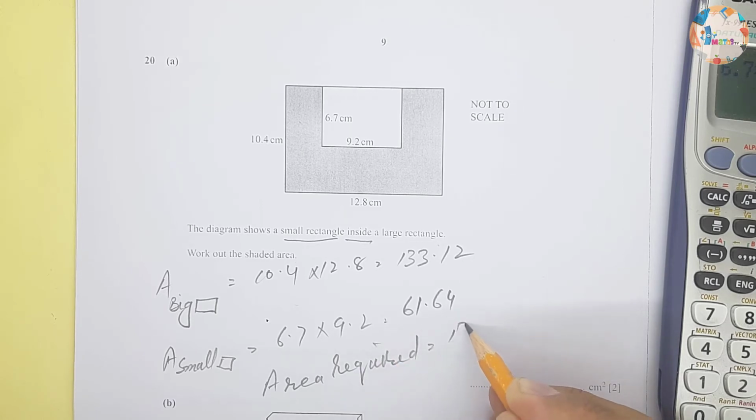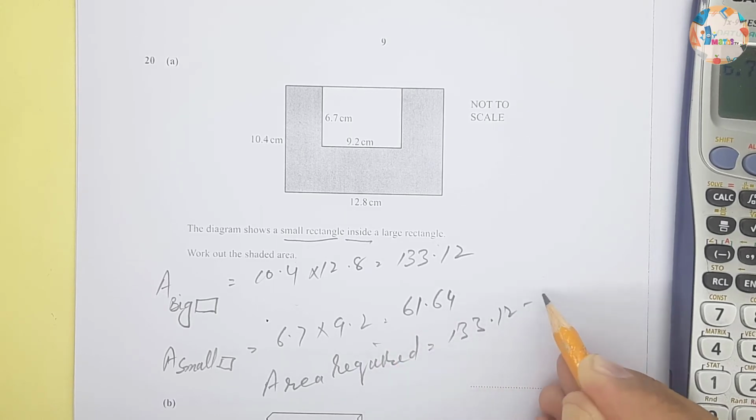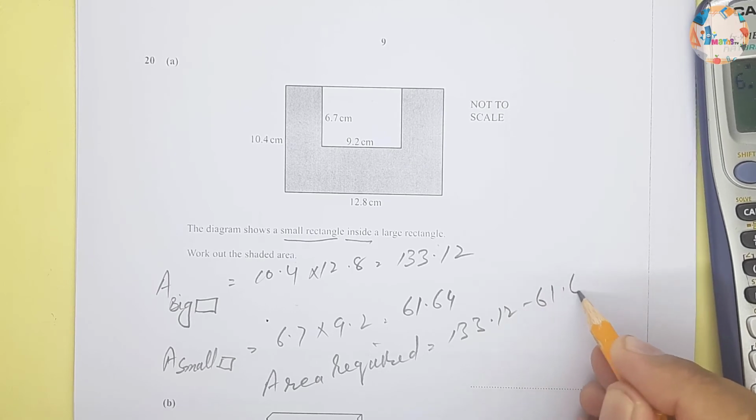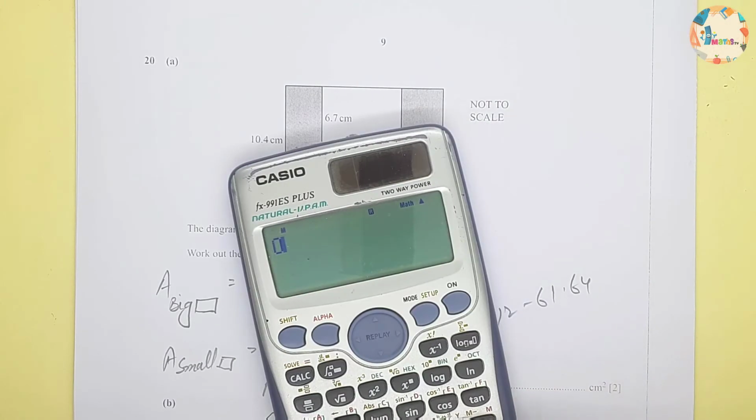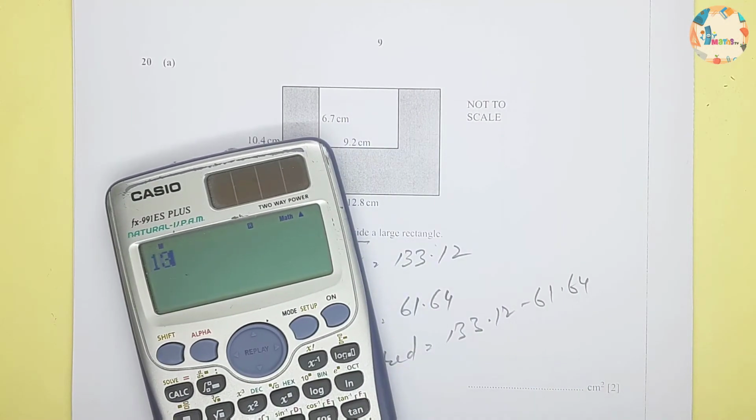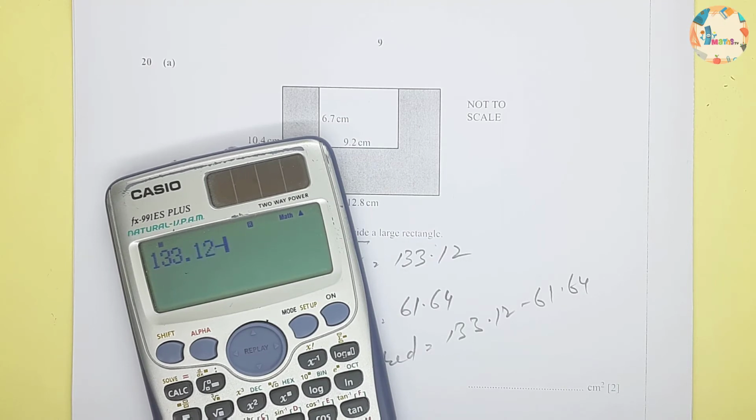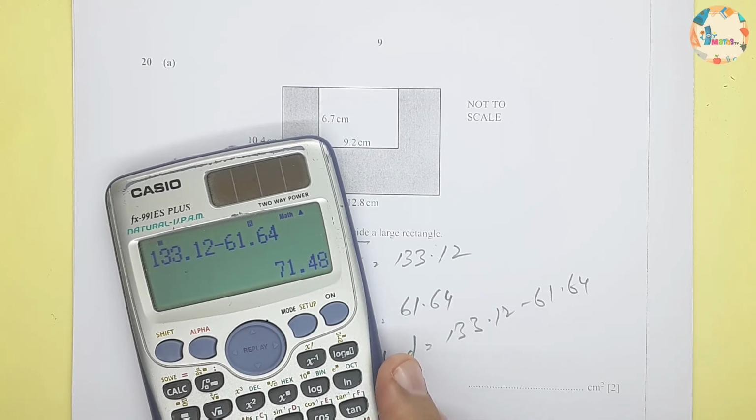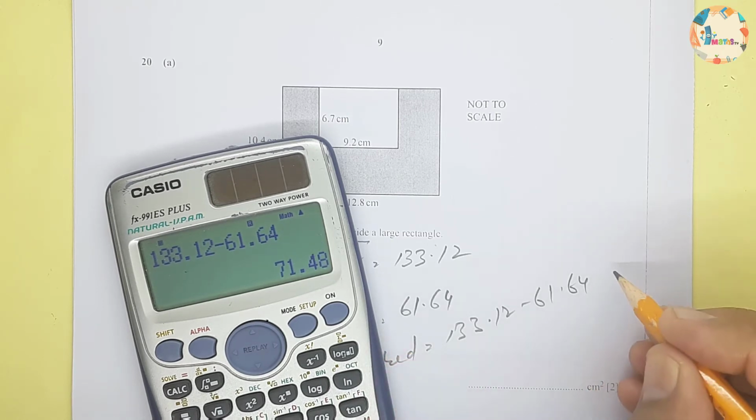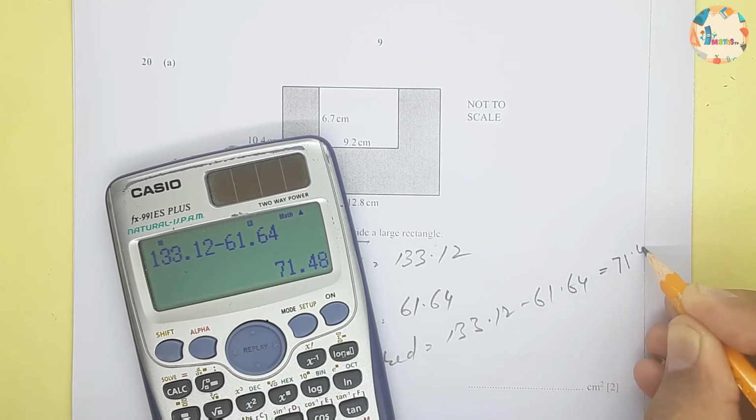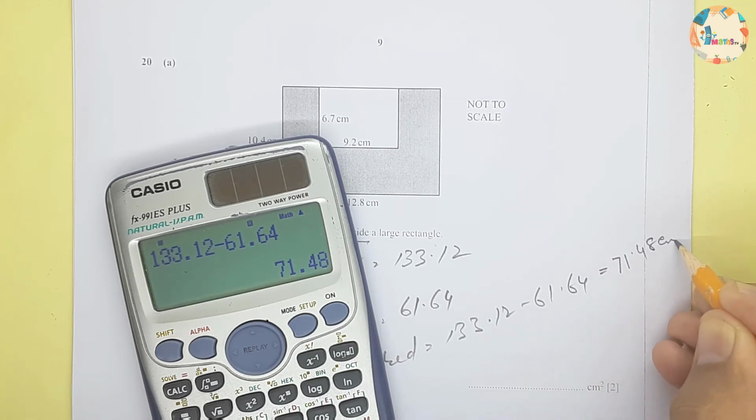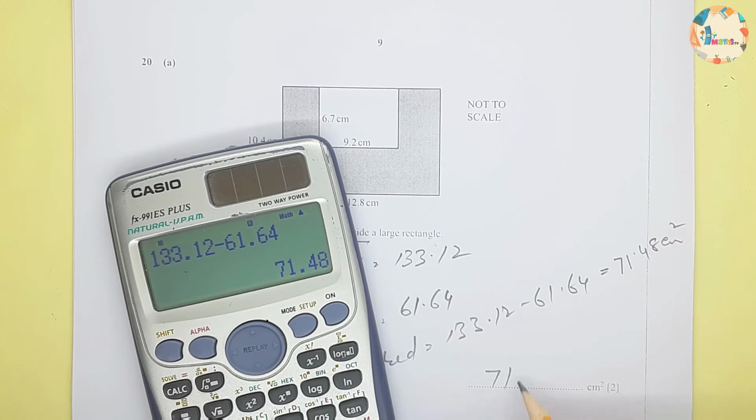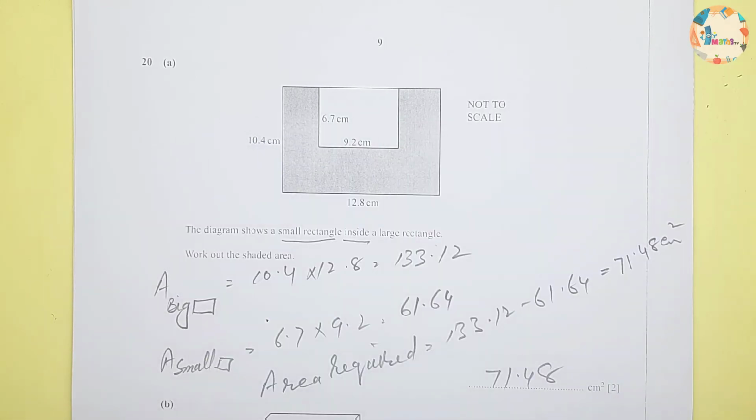will be equal to 133.12 minus 61.64, and this will be giving us 71.48. This is equal to 71.48 centimeter square. So 71.48 will be our answer.